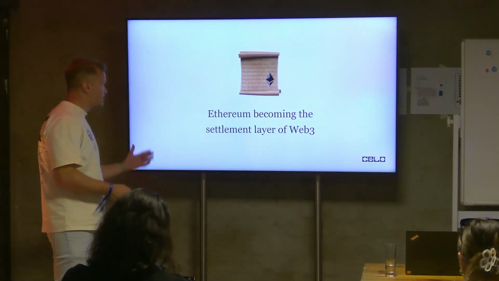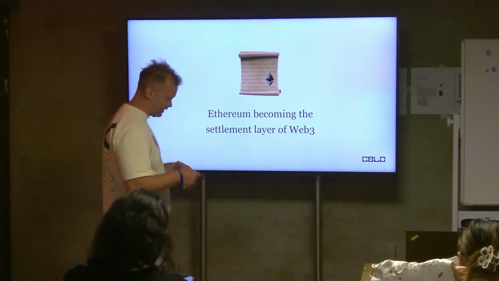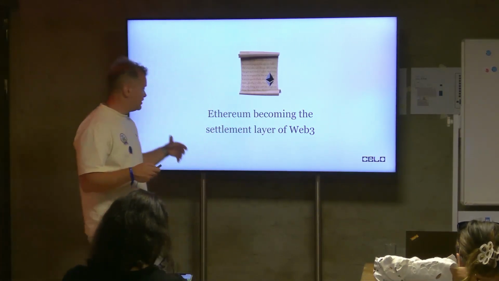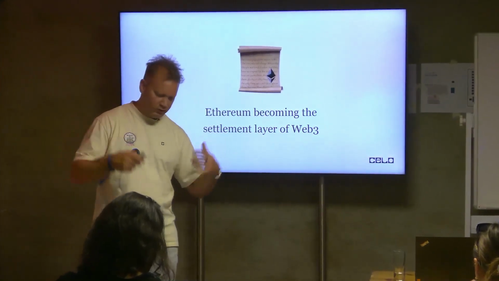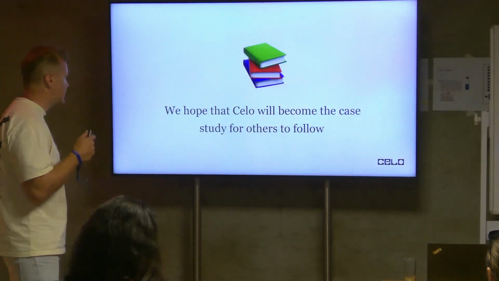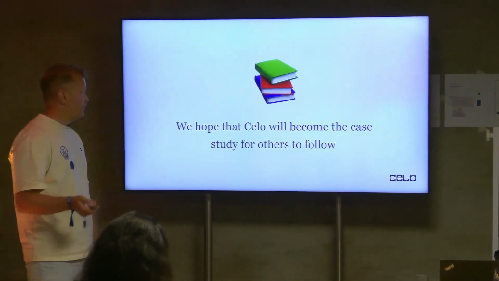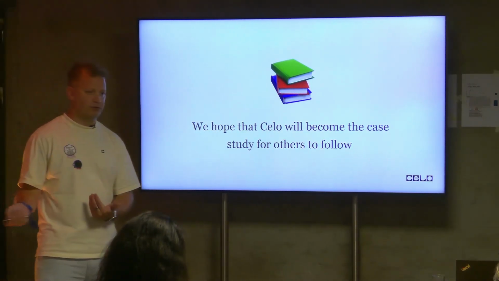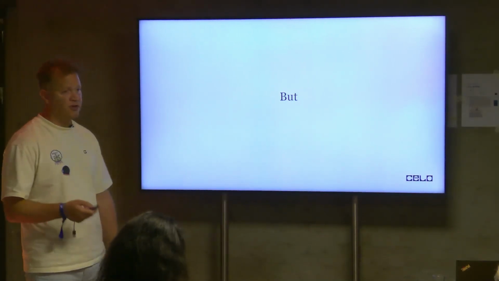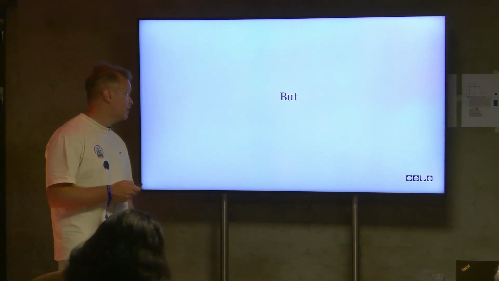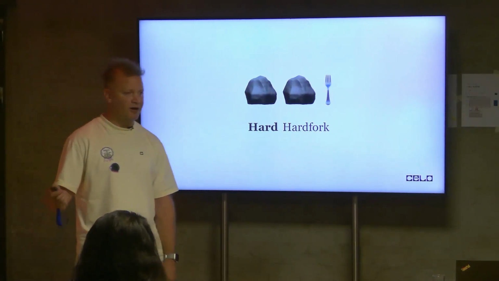And I guess we see how Ethereum is becoming the settlement layer for Web3. That's the whole idea of the Ethereum roadmap. You see how all these layer 2s and rollups are appearing and trying to use Ethereum as a settlement layer. We hope that Celo, as one of the first, if not the first, to migrate into L2, can pave the way for others to follow. So what I want to talk about here is how to do that. And yes, this is actually quite a hard fork.